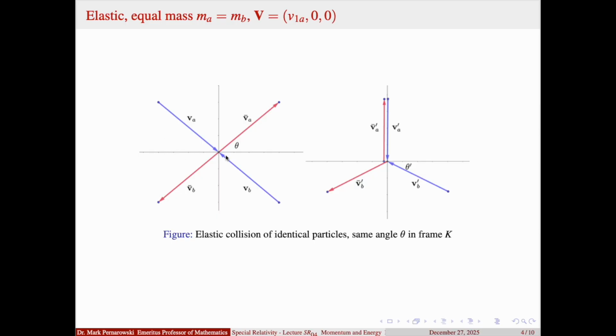So that's V1A. And after the collision, because it's elastic, it's V1A in this direction as well. So if I was moving at this velocity and I saw this picture, what one would see is this particle coming down.